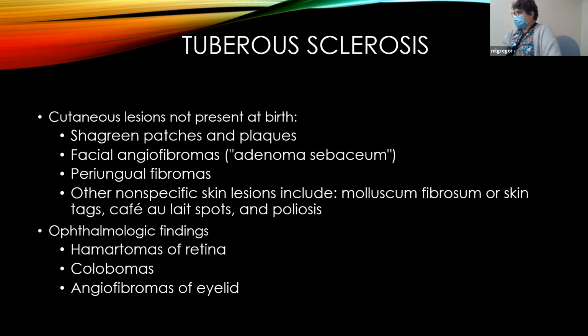There can also be other non-specific skin lesions. So even though we think of hypopigmentation with tuberous sclerosis, you can also have café au lait spots. You can also have molluscum or skin tags, increased amounts of those. And then poliosis, where you have that patch of white hair. You can see that as well. As far as ophthalmologic findings, you can see hamartomas of the retina. You can have colobomas, which will be really apparent on exam in the office, whereas a retina exam might not be. And then angiofibromas of the eyelid, just kind of like tags hanging down off the eyelid.